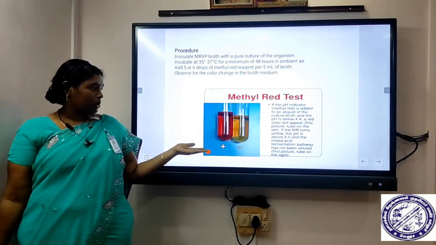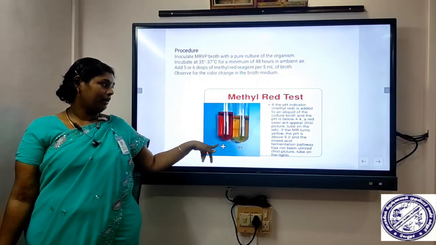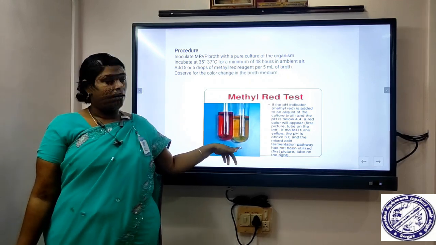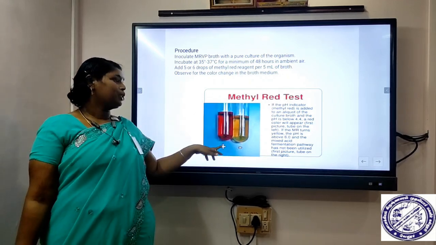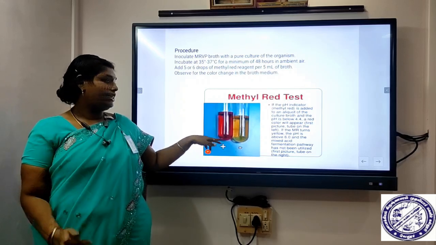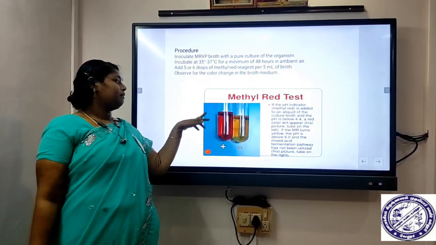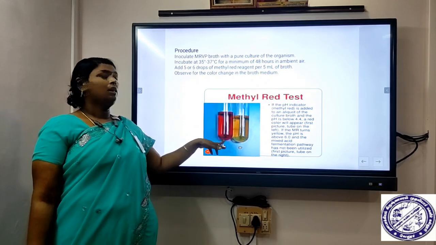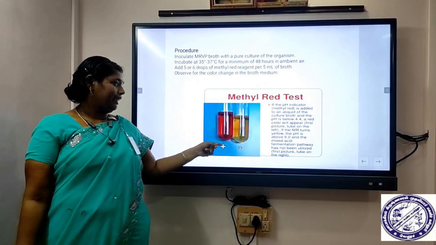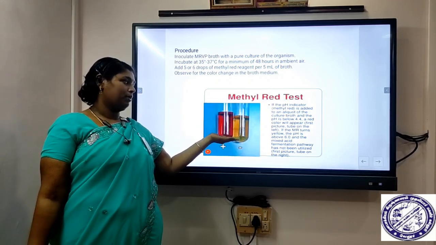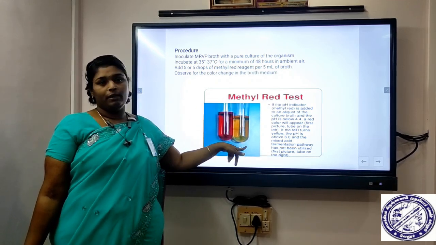If it is positive it will turn into red color, and if it is negative it will turn into yellow or orange color. So this is the detection of low acidic pH, and this is a high pH. If the mixed acid production has been done, here the positive reaction, red color, will be formed. If there is no acid or less acid production, that will be negative.